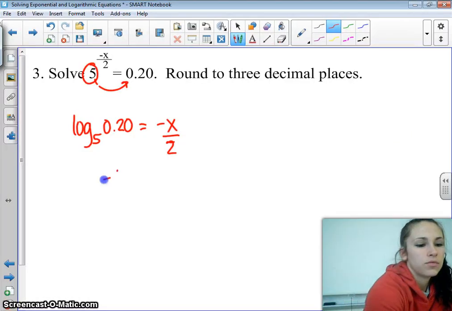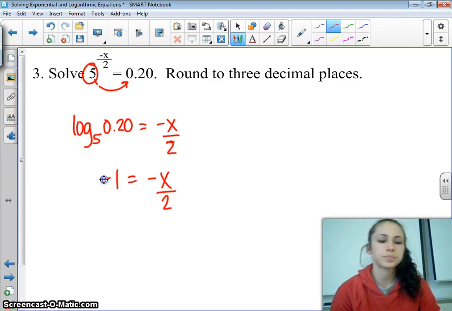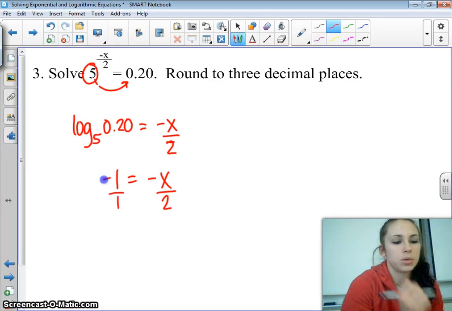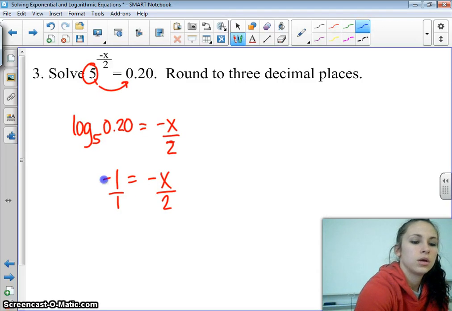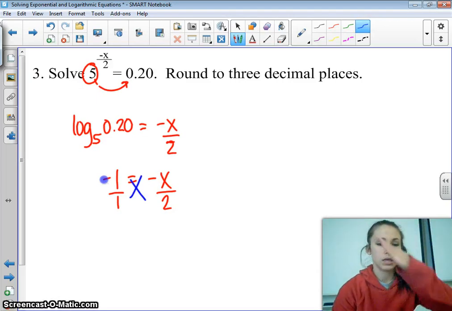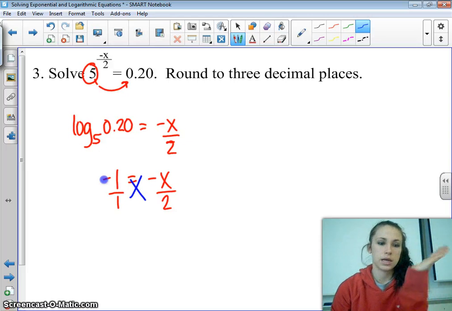Okay, so negative 1 is going to equal negative x over 2. And so then this is just an equation that I'm going to solve like normal. If it helps, I can put that over 1 and think about this as cross multiplying. So when I cross multiply, it's going to be this diagonal equal to this diagonal.